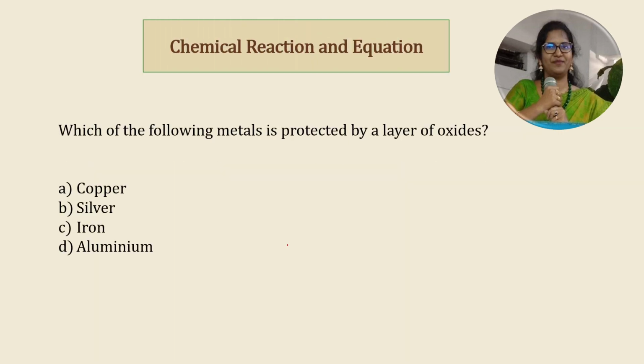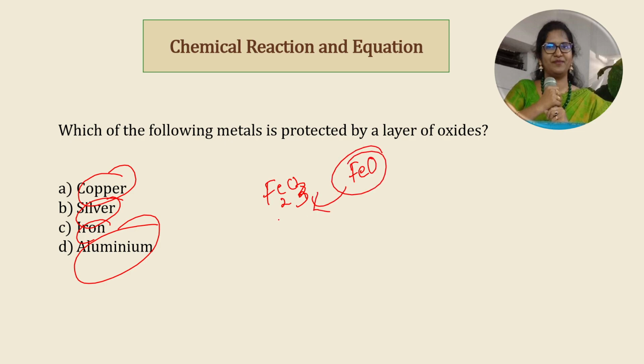Which of the following metals is protected by a layer of oxides? Suppose copper is there, iron is there, silver is there, and aluminium is there. Which will be protected by the layer of oxides? Iron oxide, Fe2O3. So iron will be protected by the layer of oxides.